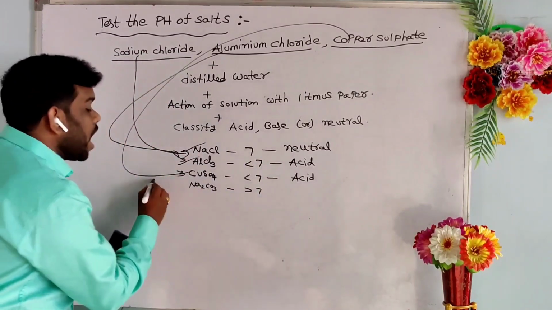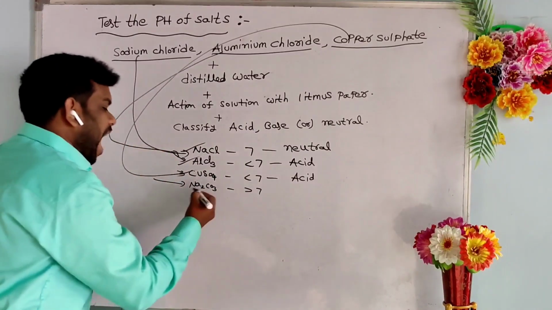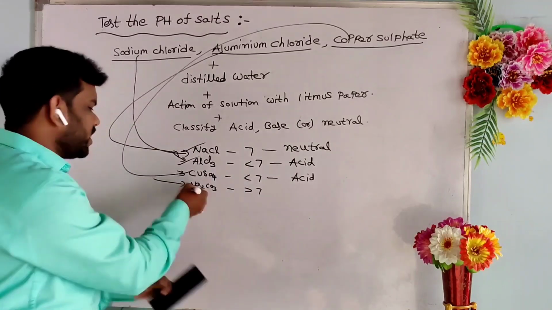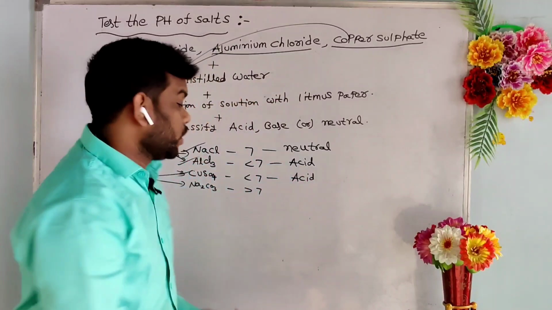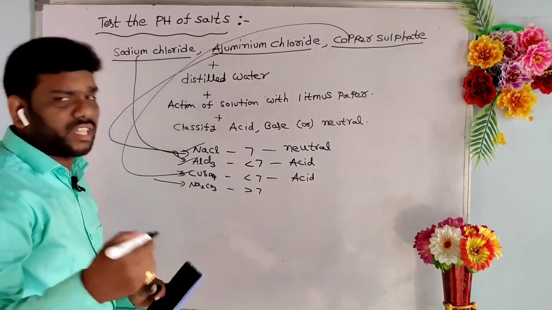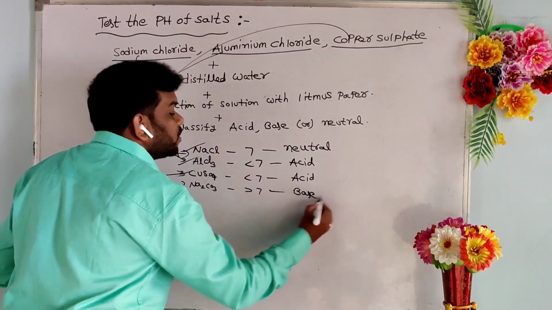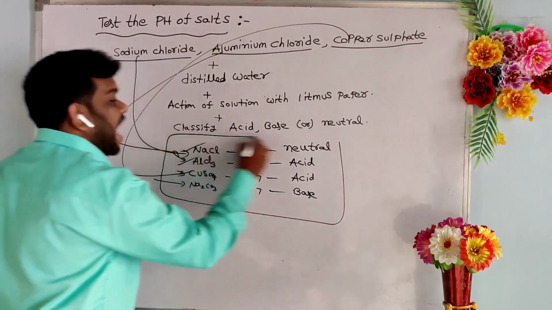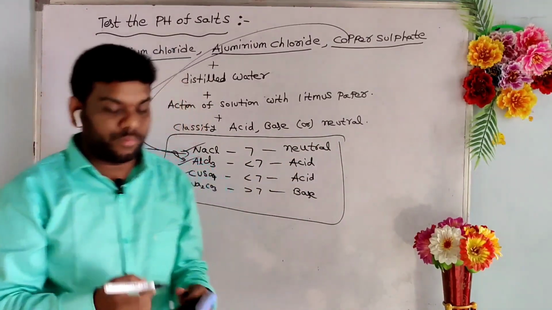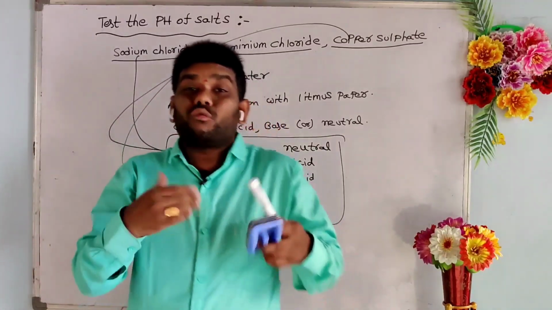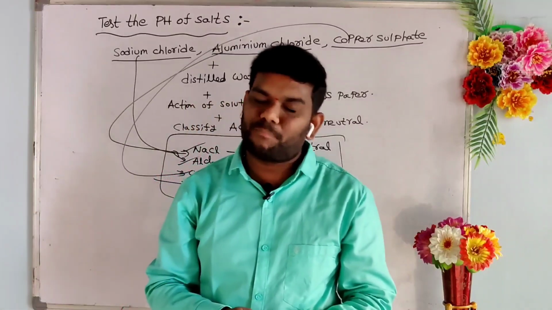Next, again I will take another example, sodium carbonate. I have a value greater than 7. Greater than 7 means 8, 9, 10, it can be any such value. So I got greater than 7. So this is called base. This is the laboratory experiment. If we see it directly, everyone will understand well. So this is how to test the pH value of salts using pH paper.